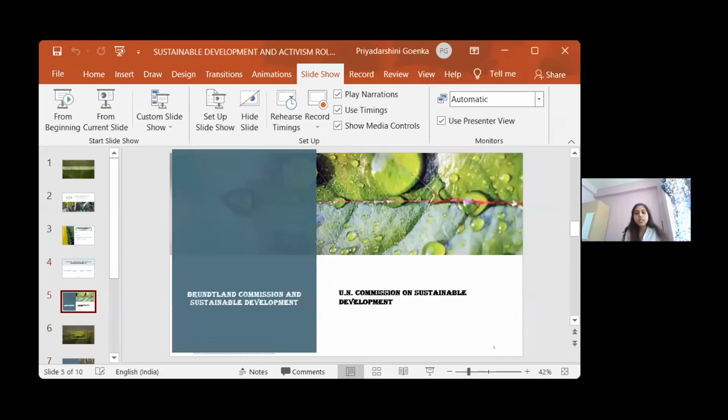The Brundtland Commission and Sustainable Development. The very term sustainable development was actually brought to common use by the World Commission on Environment and Development.